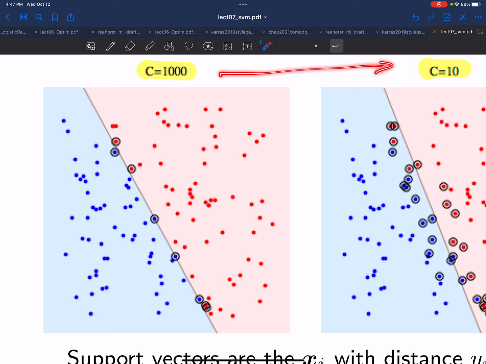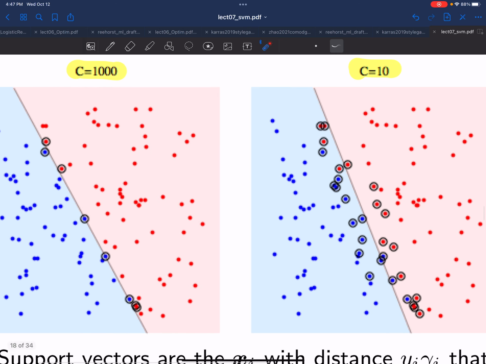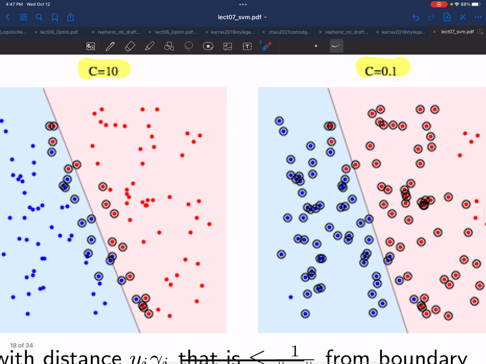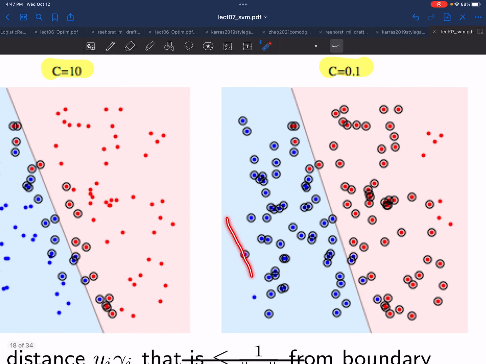Now, as you decrease C, you can see the street has grown a lot wider. In this sense, this 1 over norm W is making the street wider. Consequently, more of your samples are violating that margin. They're in the street or on the wrong side of the street. And if you take this to a larger extreme, here you can see the street has grown very wide. There are only a few samples that are not support vectors.